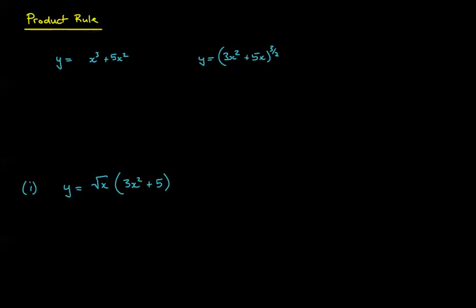Now, if we just recap some of the functions we know how to differentiate now, for example, take this function y equals x cubed plus 5x squared. This function is easy to differentiate, dy by dx. You just differentiate each component, so we have 3x squared plus 10x. Okay, that's easy to do.